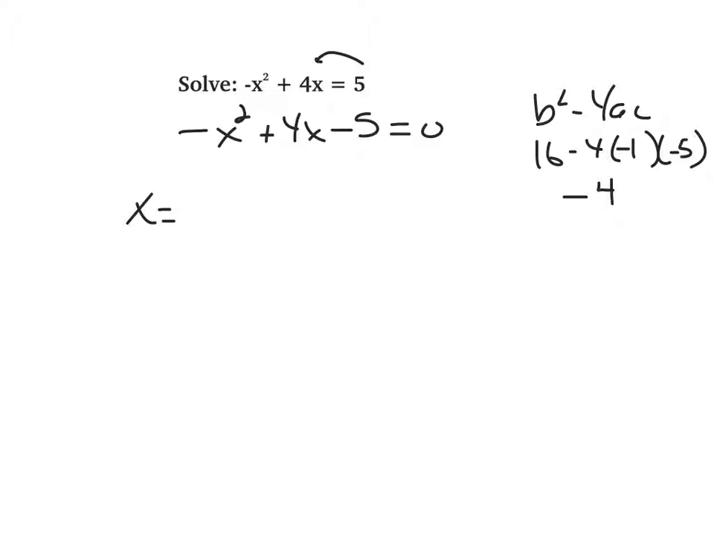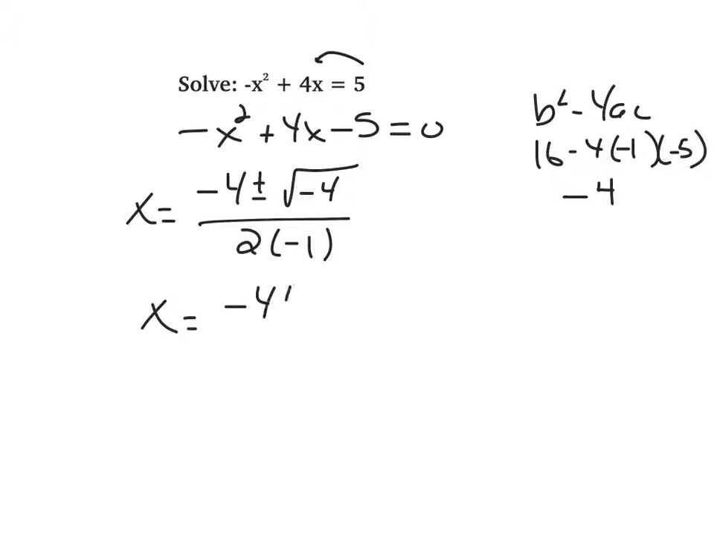And I'm going to work it out. X equals negative b, which is negative 4, plus or minus the square root of negative 4, all over 2a, and a is negative 1. Now, first time I've had a negative inside my radical, you know what to do with that. The square root of a negative, you've got to pull out the i, and also the square root of 4 is 2. So it's just going to be 2i over negative 2.